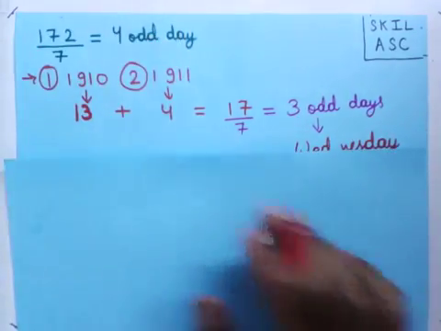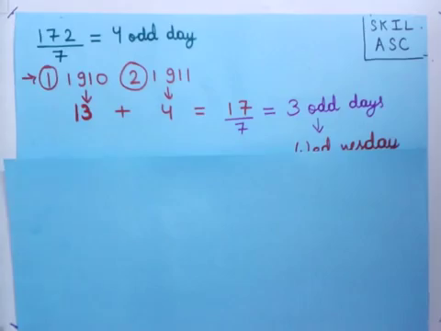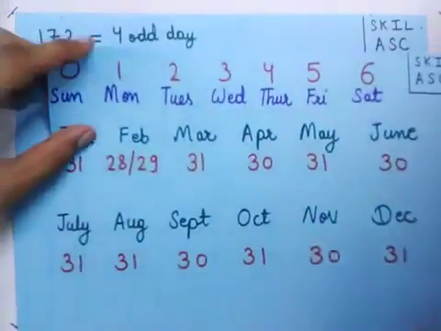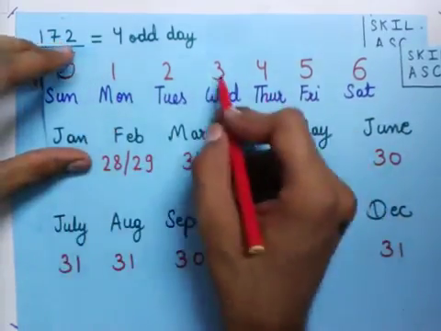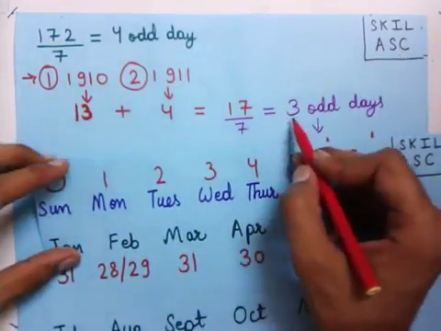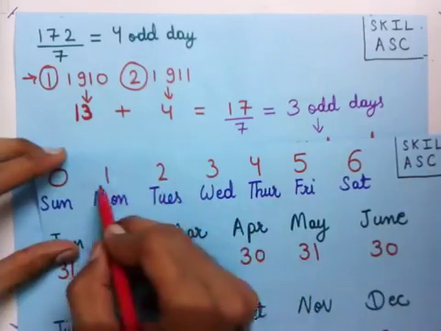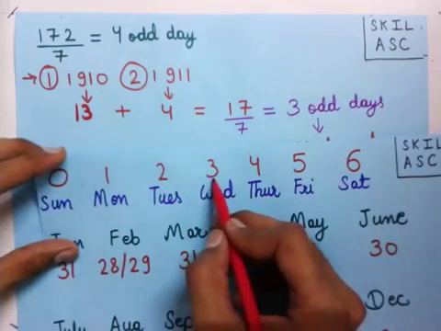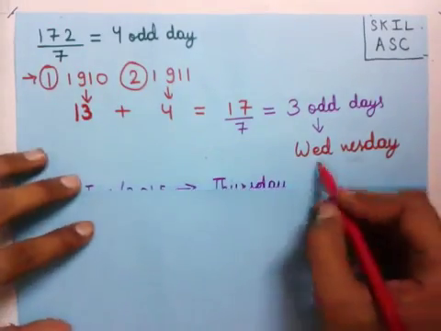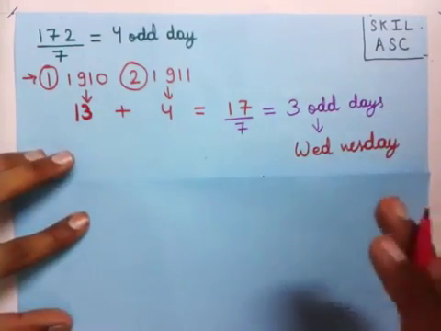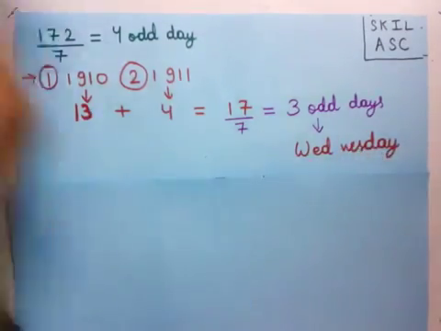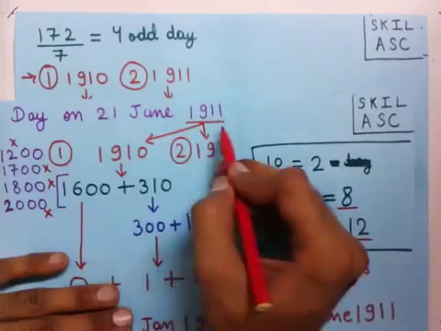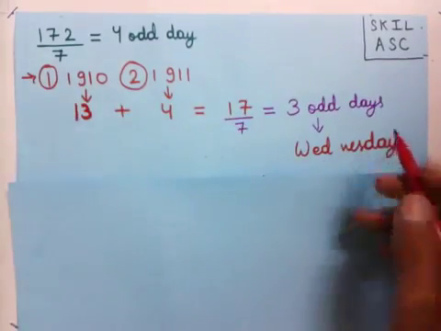Now you see, we had the data, that is, these are the number of odd days and these are the days. If the number of odd days is 3, so we see here the number of odd days is 3, then the day will be Wednesday. So here the day is Wednesday. So we found the final answer, that is Wednesday. So you see, the day on this date will be Wednesday.